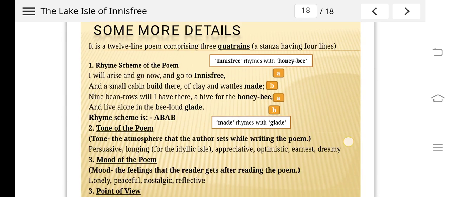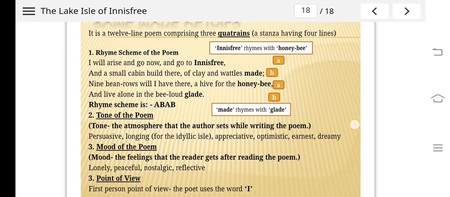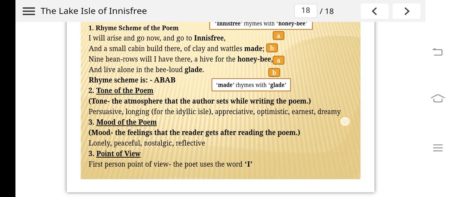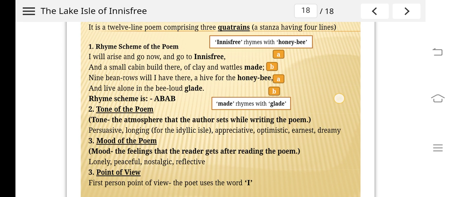Now, some more details: the rhyming scheme of the poem which has been used here, AB, you can see. Then the tone of the poem, the tone, actually the atmosphere the author sets while writing the poem. These are the things which you can see here in this poem.